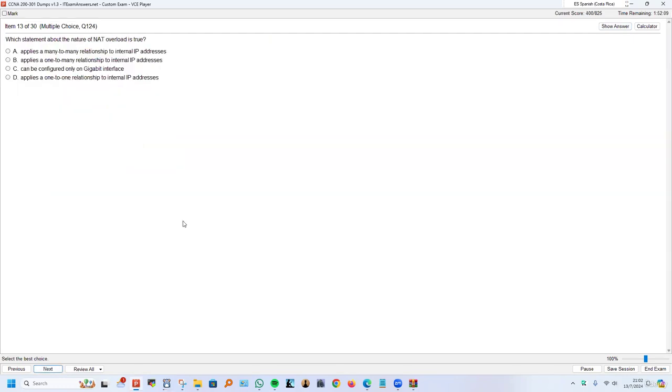What about this one? Which statement about the nature of NAT overload is true? Okay, it applies one-to-many relationships to internal IP addresses. Sounds like B is correct to me.